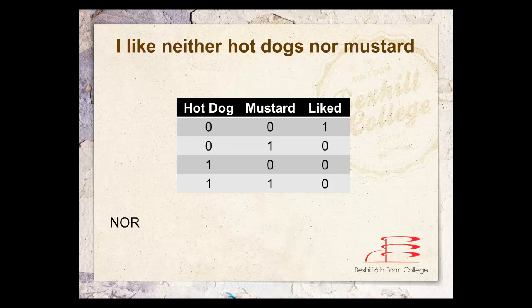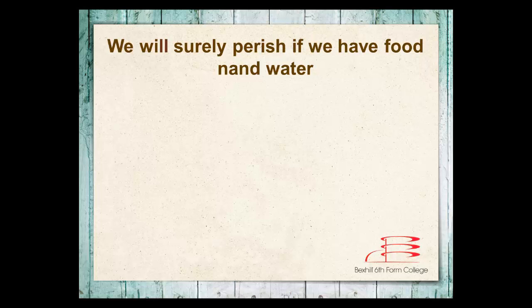NOR. Sorry, I'm just sidelining there slightly. Basically it means a not or, where no condition can be true. It's a not or not, or. I could do that all day long. It's not an or. We need to look at nots in a moment. We will surely perish if we have no food.